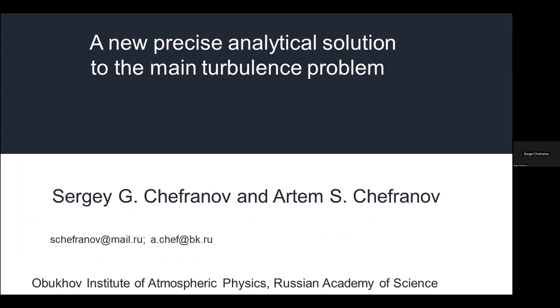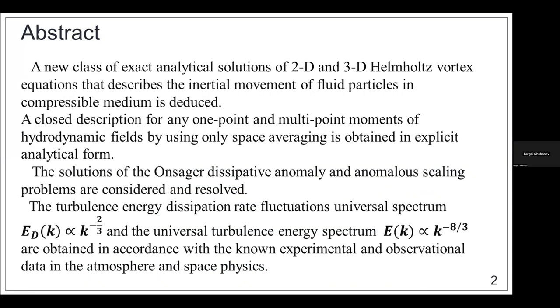Thank you for the invitation. I want to talk about an example of an analytical solution of the turbulence problem. It is possible to do this on the basis of an explicit analytical solution to the compressible vortex hydrodynamics equation in an unbounded space. By using space averaging, the closed description for any one-point and multi-point moments is obtained in correspondence with observational data. The Onsager dissipative anomaly problem is resolved for unsteady decaying turbulence in the limit of high but finite Reynolds number.